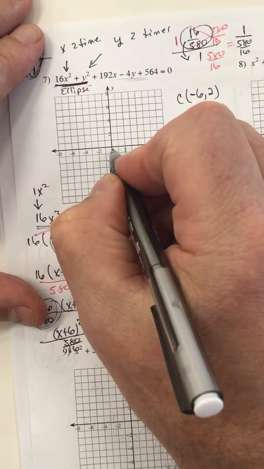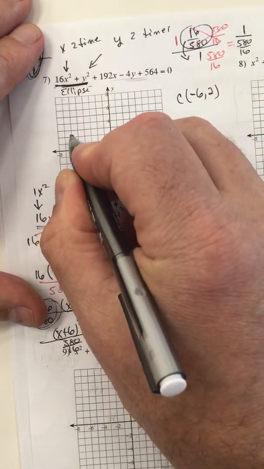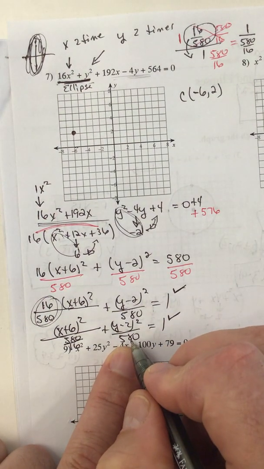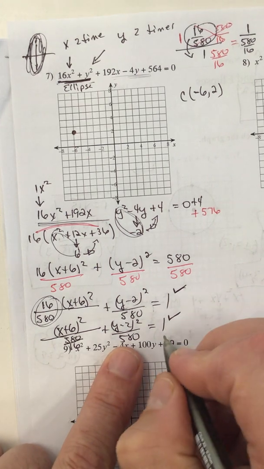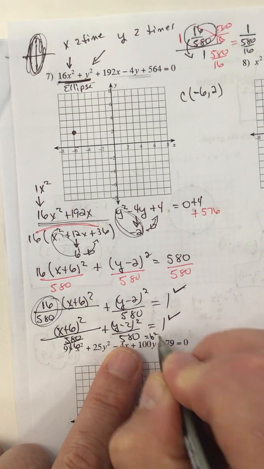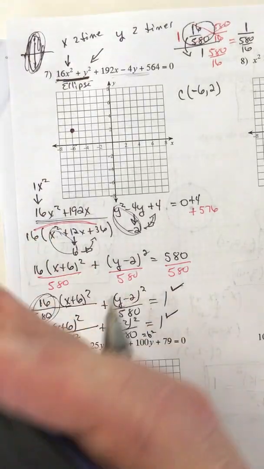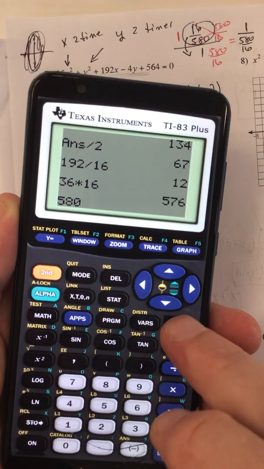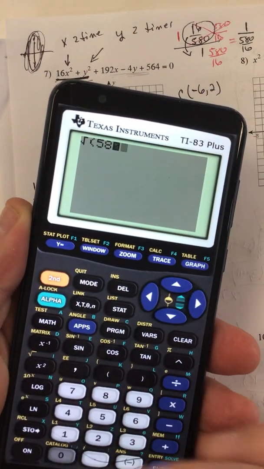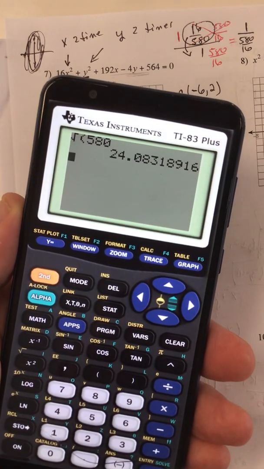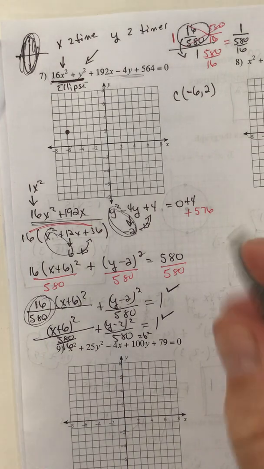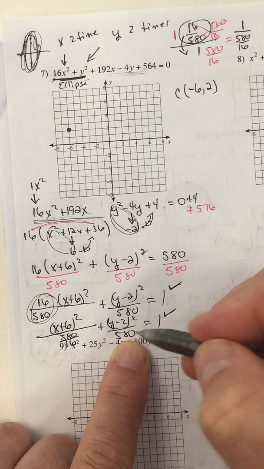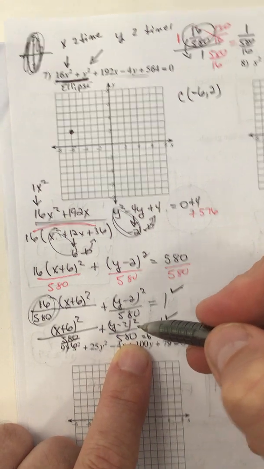I think I'll go ahead and plot that, -6, 2. So here's my center. Okay, here's the radius for this one: the square root of 580. So see, that's equal to b squared there. So I need the square root of 580. I'm going to take the square root of 580 and see about what that is. It's right at 24. Okay, I'm not going to bother figuring out what the perfect squares are in there. I'm sure there are some. I'm just going to leave it the square root of 580.